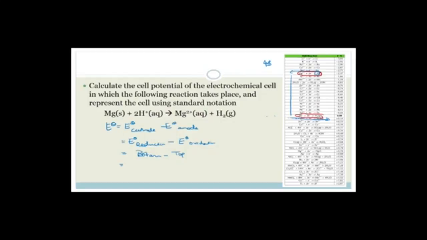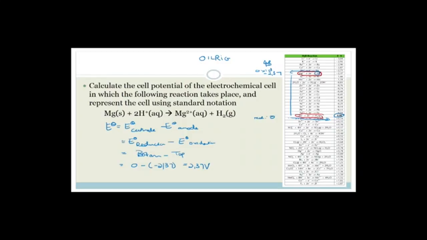Do you agree that its E theta is zero? And this E theta is -2.37. So which one is bigger? I mean more positive. Do you agree this one's more positive? Therefore, this one's going to be more likely to attract electrons. And if you go oil rig, reduction is gain. So therefore, this one is going to be the reduction half reaction, and this is going to be the oxidation half reaction. So therefore, E theta reduction minus E theta oxidation is going to be 0 minus -2.37, which is 2.37 volts. Okay, so there we go. We've worked out the cell potential.